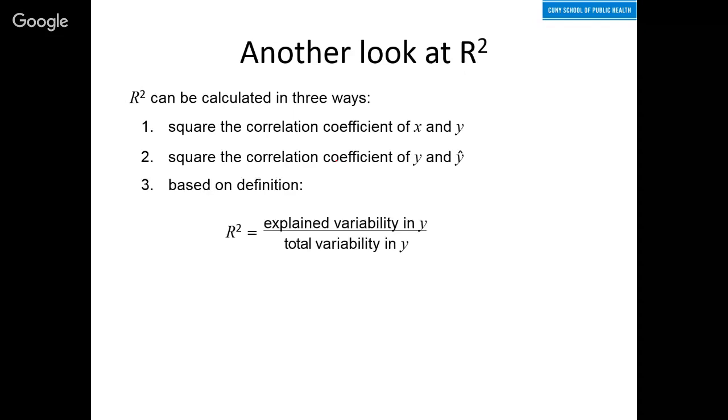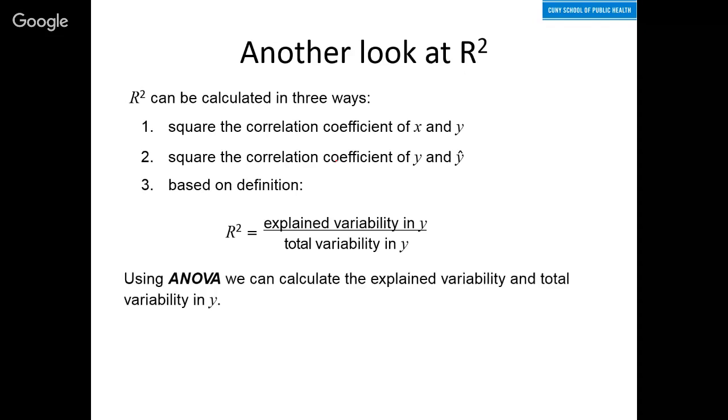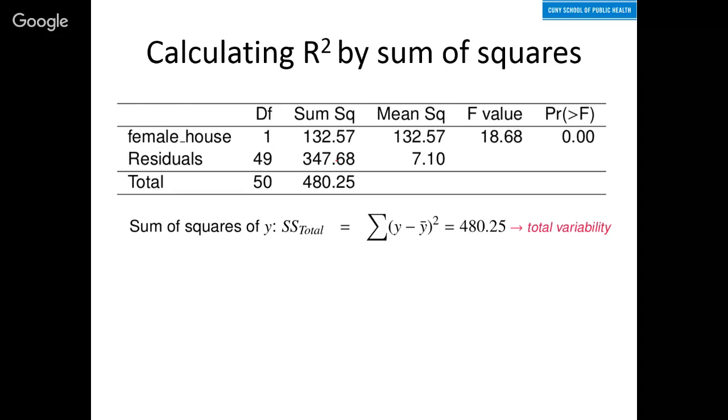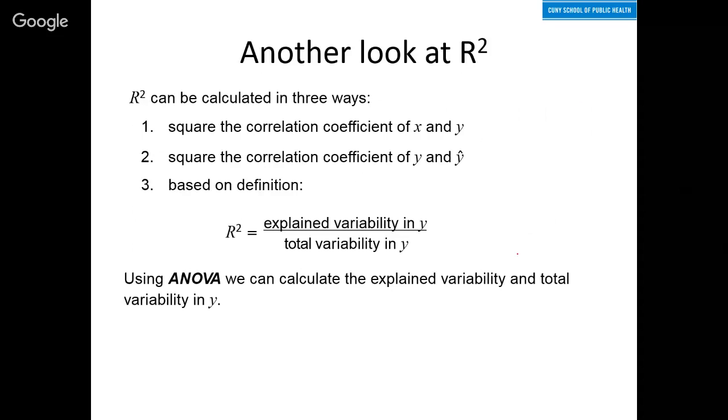And then there's the definition that the coefficient of determination is equal to the explained variability in y divided by the total variability in y. So we covered the first and the third ones of these last time. So why would you need 3 different ways to do this? Well, this third way is, in fact, the easiest way to do it for multiple regressions. And that's because we get all of the things that we need from an analysis of variance table.